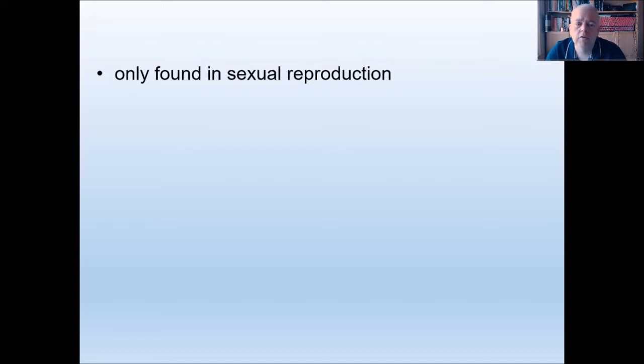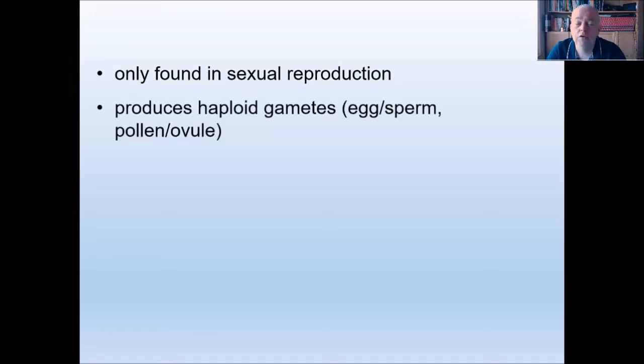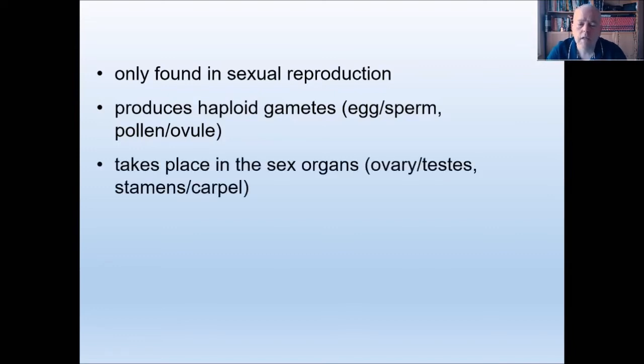So, key thing about meiosis, it's a process that's only found in organisms that undergo sexual reproduction. It leads to production of haploid gametes, eggs and sperm, pollen, ovule, for example. It takes place in the sex organs, so we're going to ovary, testes, and in plants the stamens and carpel. And the whole purpose of meiosis is to introduce genetic variation into the next generation. And we'll look at how that occurs as we move through the rest of this presentation.